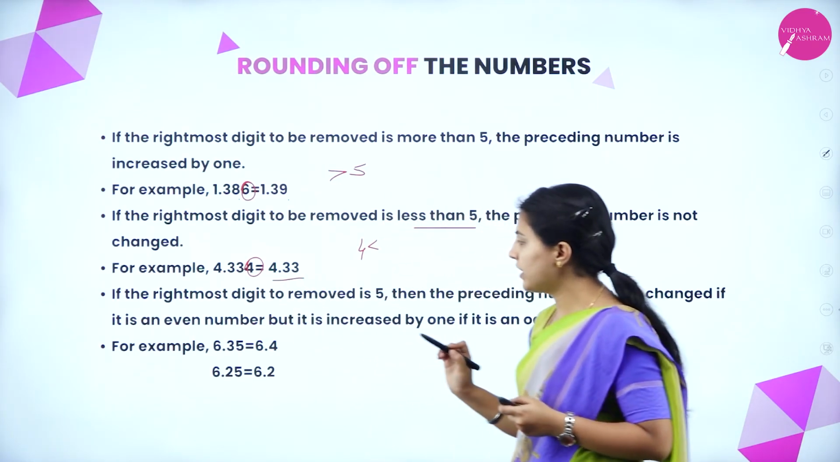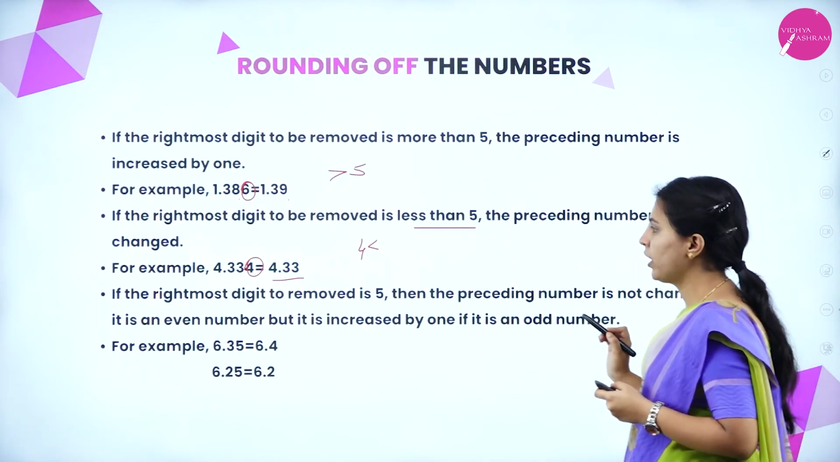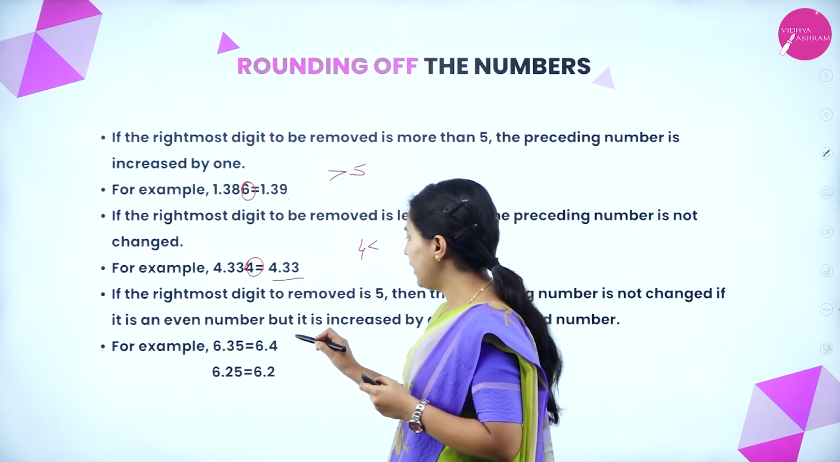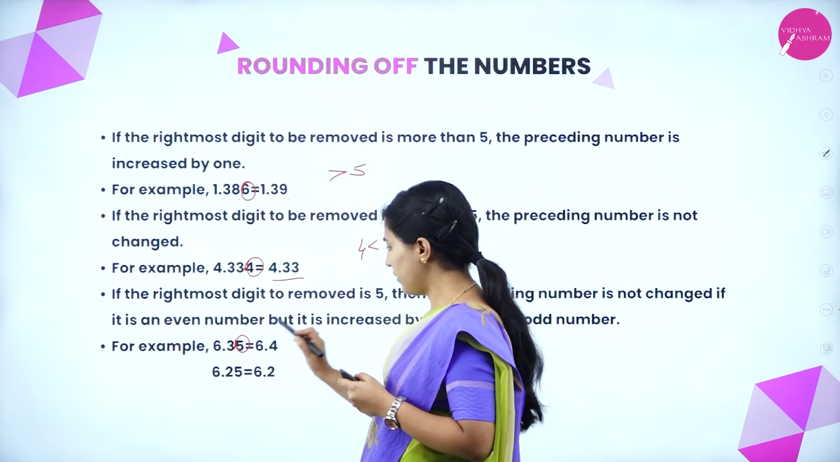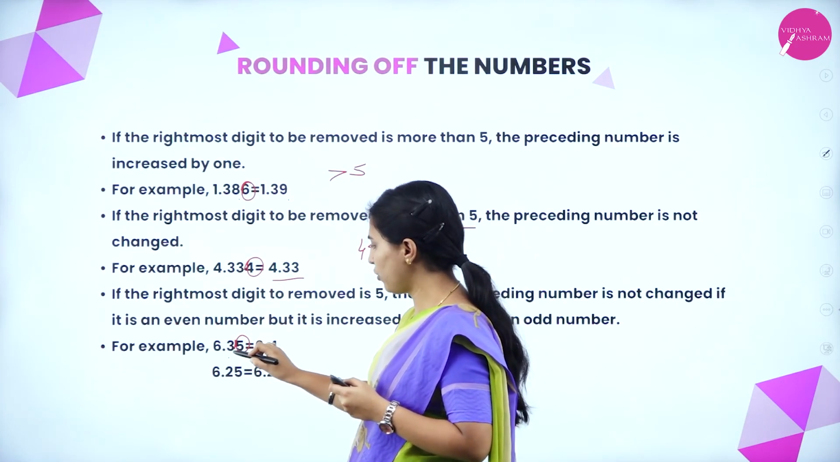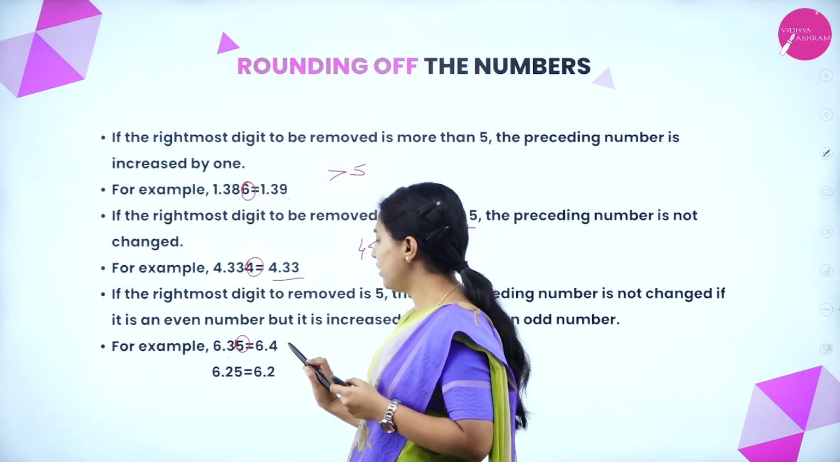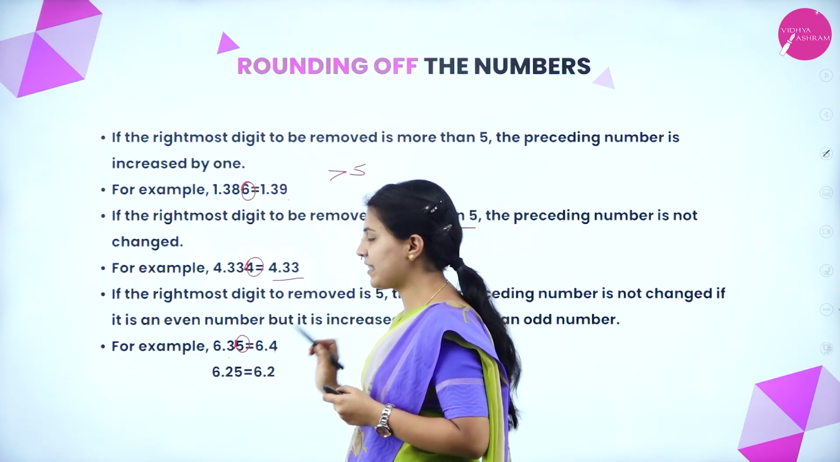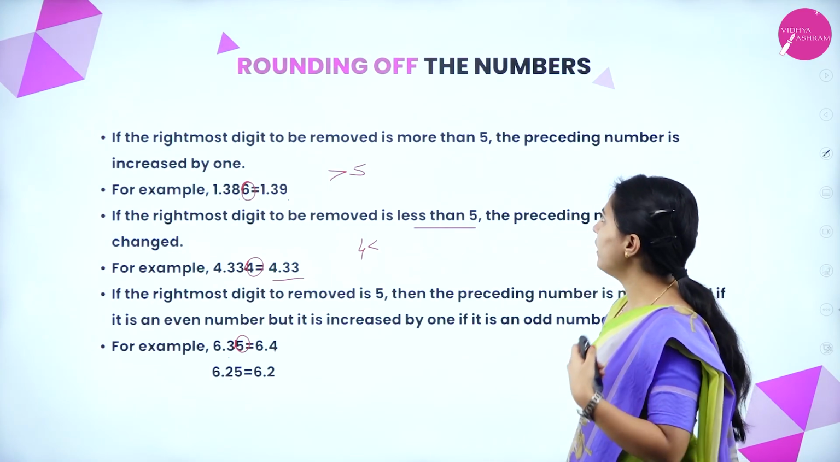If the rightmost digit to be removed is 5, then the preceding number is not changed if it is an even number, but it is increased by 1 if it is an odd number. It is 5, but the number before it is odd, that's why it is getting plus 1. If it is even, it will not get plus 1, it will remain the same. These are the rules of rounding of numbers.